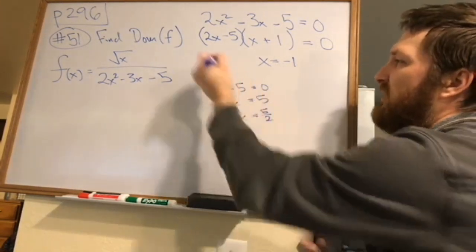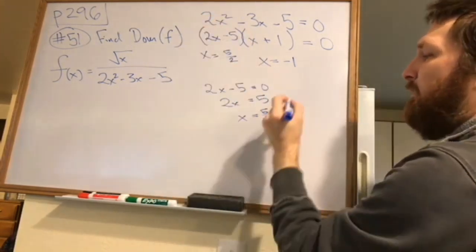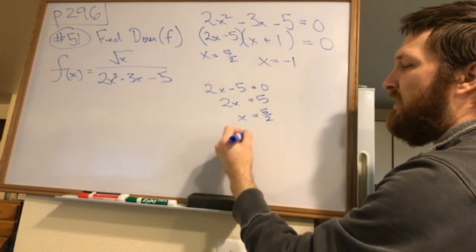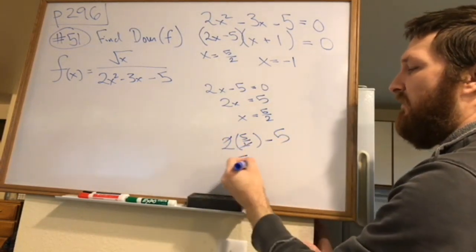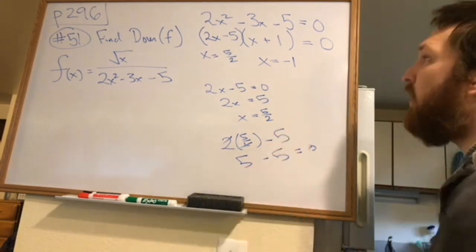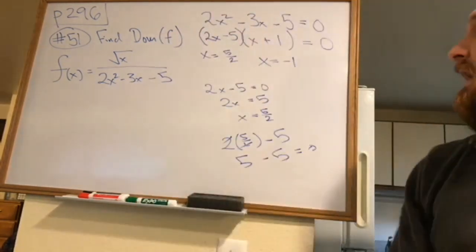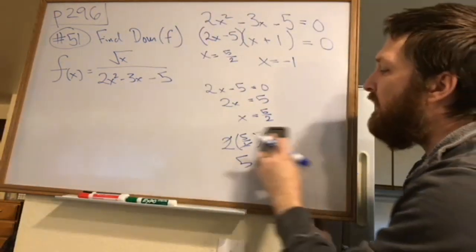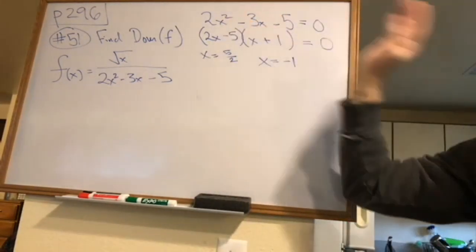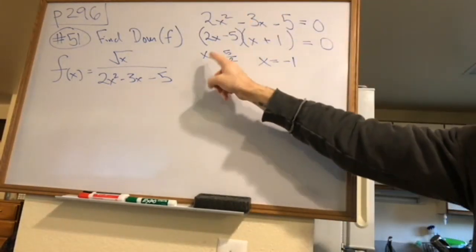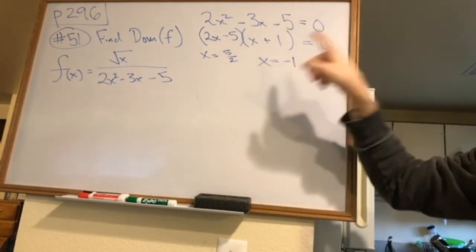And I'm going to double check that. When x is equal to 5 halves, if I plug that in there, the 2 times the 5 halves minus 5, the 2's are going to cancel. We'll have 5 minus 5 equals 0. Plug that in there, and that entire thing will be 0. So what we found is that the denominator will equal 0 whenever x is equal to 5 halves, or when x is equal to -1.